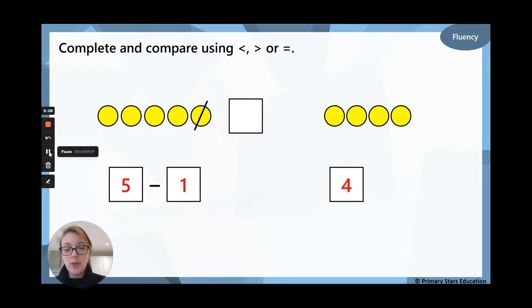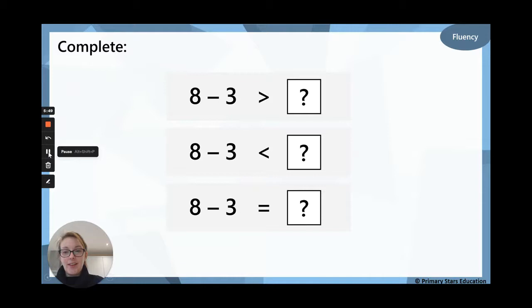So have a little think, which symbol would I need to put between these two groups of numbers? Let's have a look at the answer. Equal to. Well done if you said equal to, because 5 take away 1 gives us 4. There are 4 the other side, so both are showing the same amount, so we will put the equal to symbol. Well done.